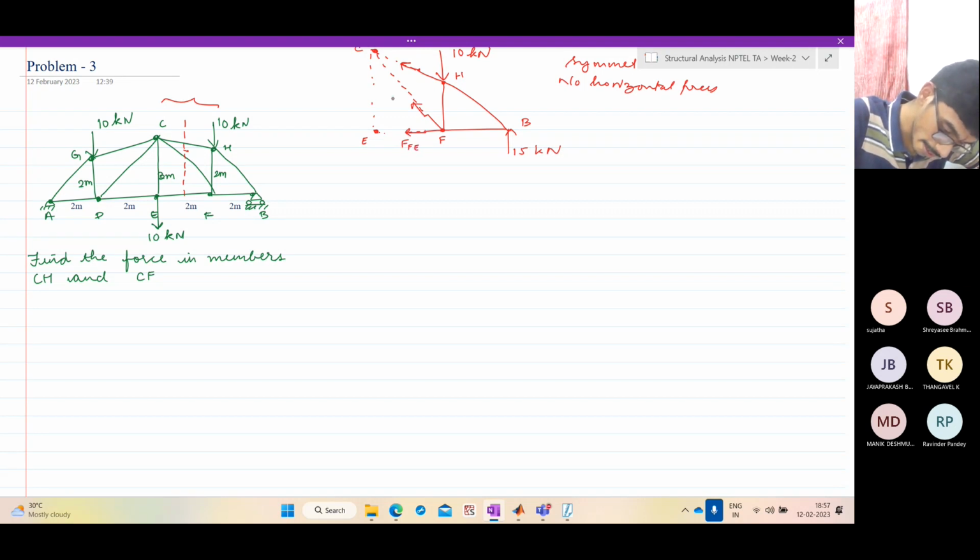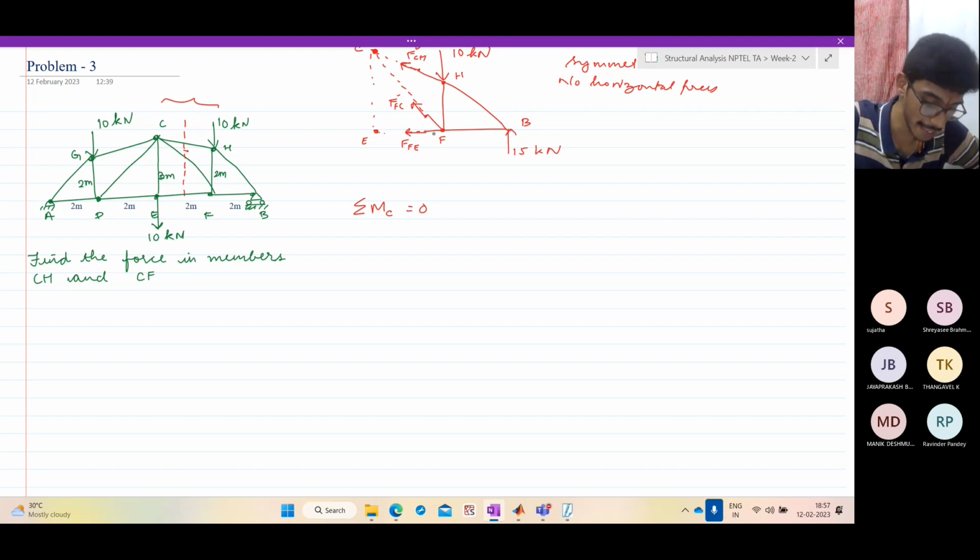You have FFE, FFC, FCH. Now we want to find this force and this force. Here we can use any of the two tricks because we need two forces. Let us first take moments about C, so that we get FFE first. Or wait, let us take moments about F first. If you take moments about F, FFC and FFE will be eliminated. Why? They're acting through the point. And the vertical component of FCH, right? If you take the vertical component of FCH, that also acts through F.